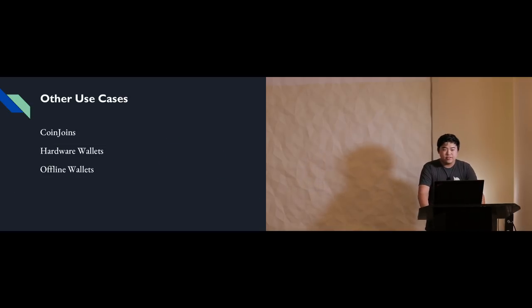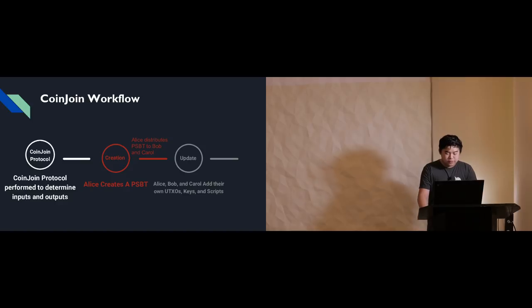So there are other use cases besides multisig. We can use this for coin join, we can use it for hardware wallets, and we can use it for offline wallets, as I mentioned earlier. So I'll go through an example using coin join, because this shows how you can use this without everyone having to update their inputs for everyone else. For those of you who don't know, a coin join is where multiple people participate in the same transaction. So the inputs of the transaction come from multiple different people.